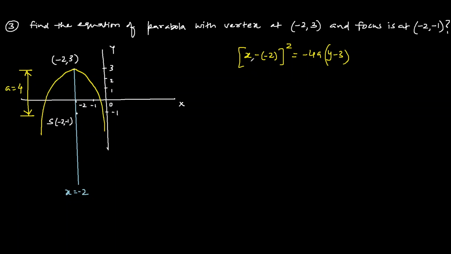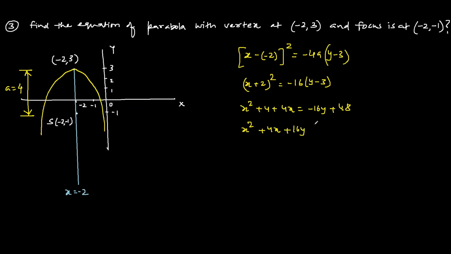So we can simplify this. (x plus 2) square, and the value of a is 4, so it is 16(y minus 3). So it is x square plus 4 plus 4x minus 16y plus 48, or we can write it like this, x square plus 4x plus 16y, and 4 minus 48 is minus 44.